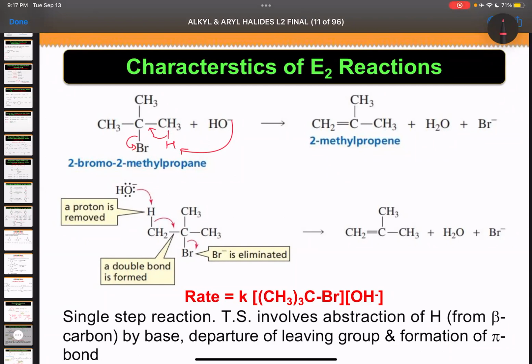So what all did we do? The base attacked H plus, right? So the base started forming a bond with H plus. These electrons moved here. A double bond started forming. Br started breaking. So it is just like SN2. It is bimolecular elimination. All the things happen in a single step simultaneously. In SN2, what kind of nucleophile is required?